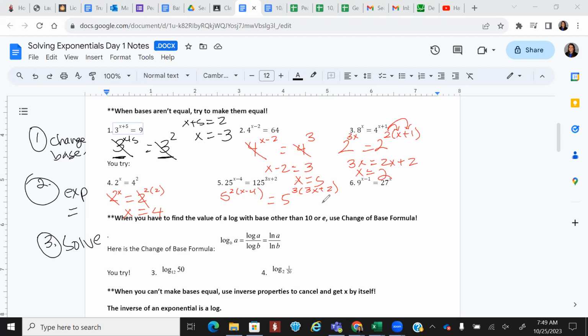Now we're going to take what's in the exponent and set it equal to each other. So you've got 2 times x minus 4 equals 3 times 3x plus 2. We're going to distribute. So that's going to give us 2x minus 8 equals 9x plus 6. And then move the 2x to the other side, and that's going to give us 7x. I'm going to move the 6 to the other side, and that'll give us negative 14. If I divide by 7, that'll give us x equals negative 2.